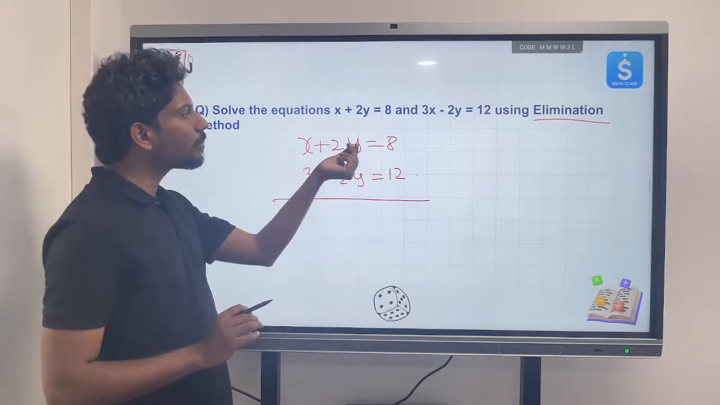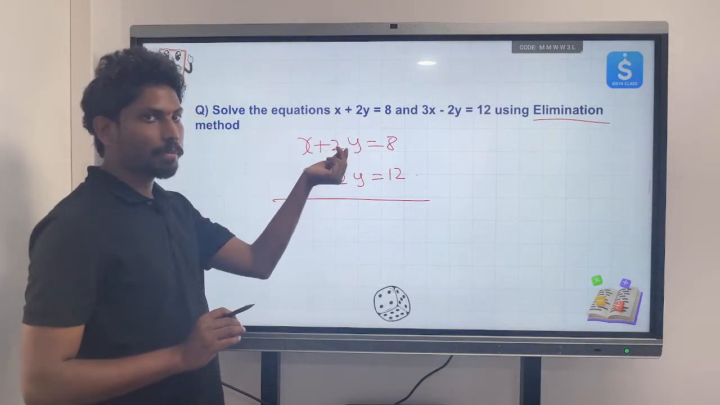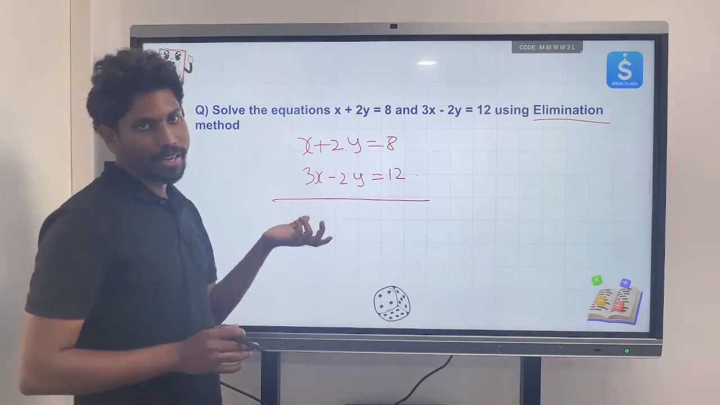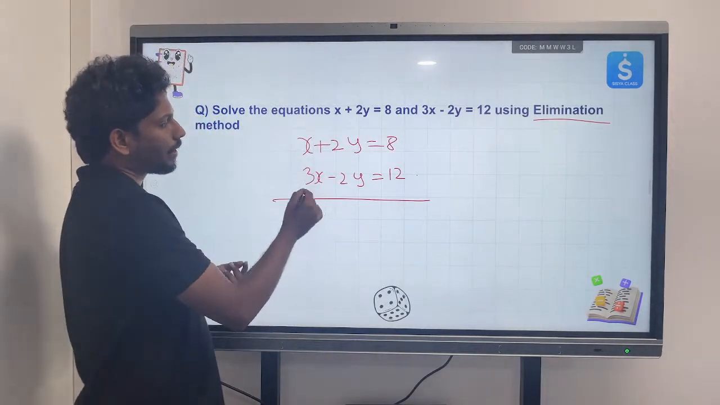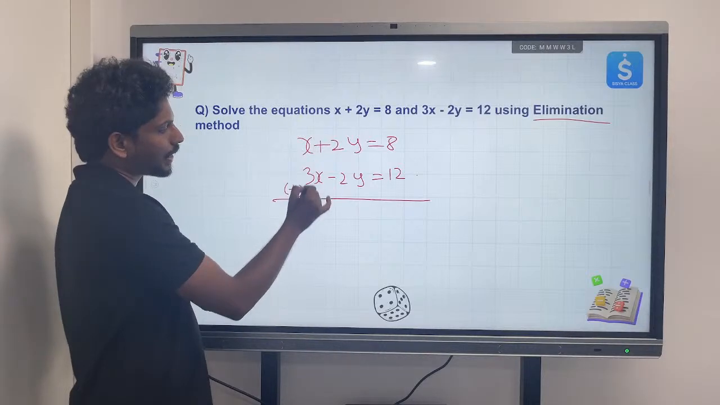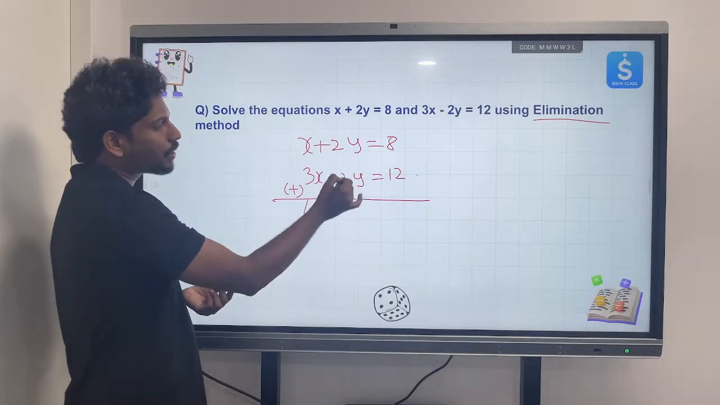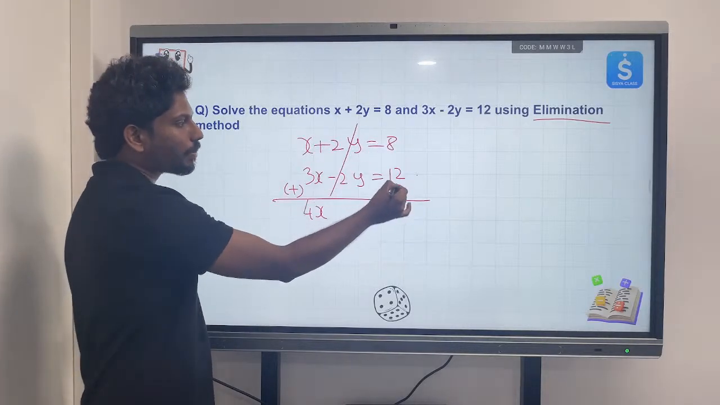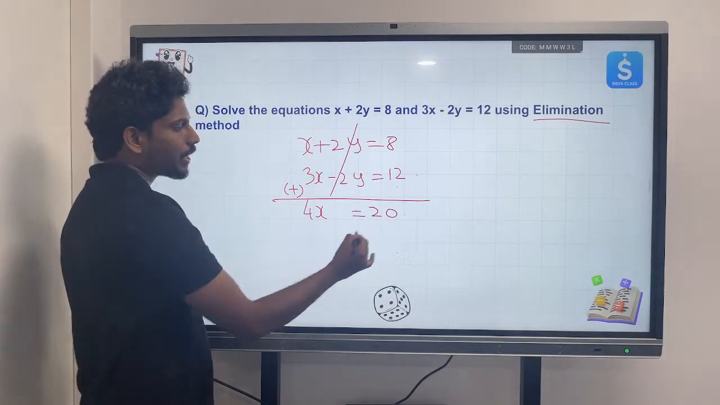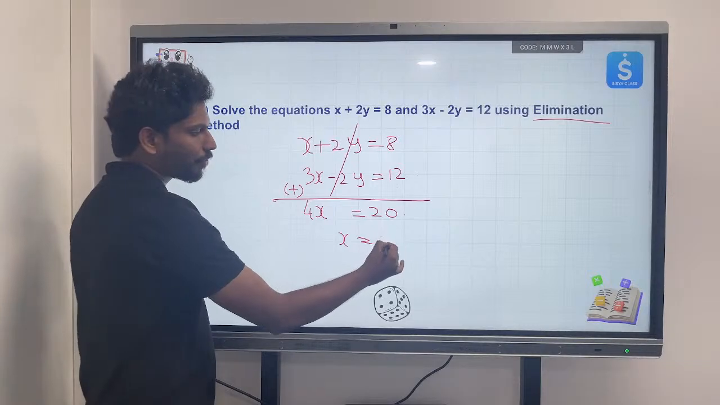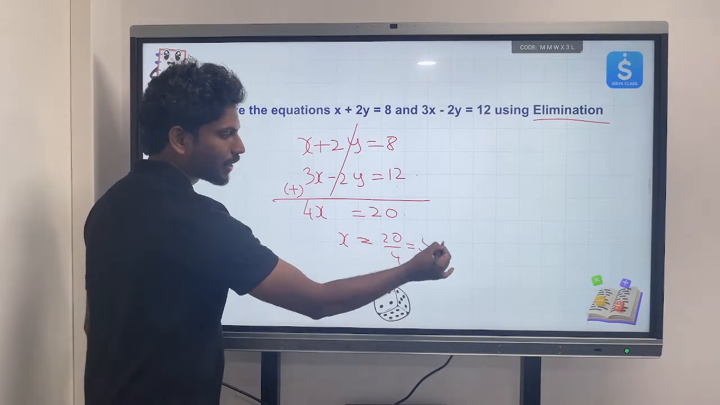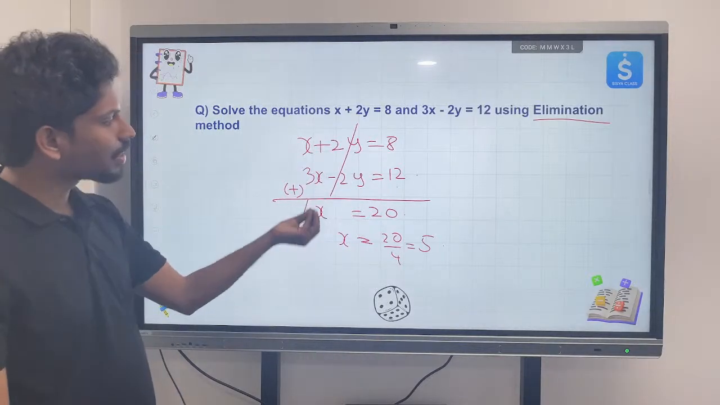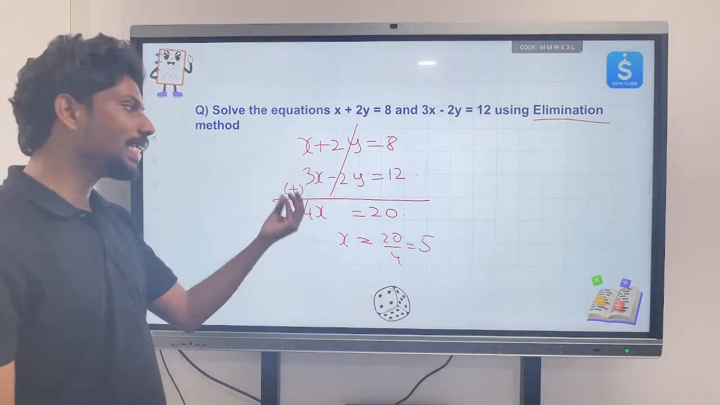First of all, you need to make sure the coefficient of any one of the variables is the same, and then you just add or subtract according to the signs that we have. So here I am trying to add. What is x plus 3x? That is 4x. What is plus 2y minus 2y? This completely gets cancelled, that is 0. What is 8 plus 12? That is 20, right? So the x value is 20 by 4, which is 5. Isn't it simple? Without further calculation, with a minimal number of calculations, you can solve it very easily.